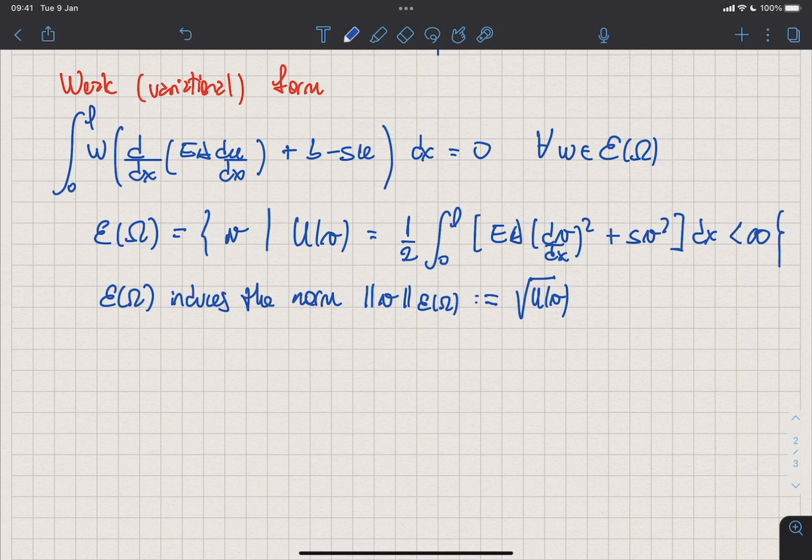Okay? So we take the strain energy of a function, so we have to integrate that function as you have here. We carry out that integral, and then we take the square root, and that is going to be our norm.